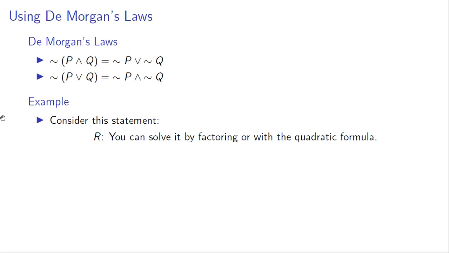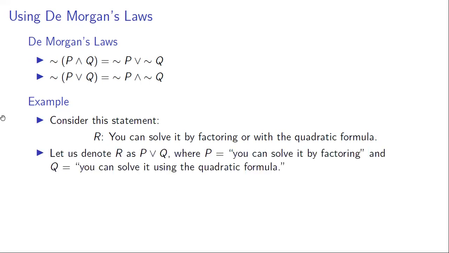Consider this statement. We'll call it R. It says you can solve it by factoring or with the quadratic formula. It doesn't matter what it's talking about. Now let us denote R as P or Q, which will be helpful for manipulating it, where P means you can solve it by factoring, and Q means you can solve it using the quadratic formula. So obviously R is equal to P or Q.